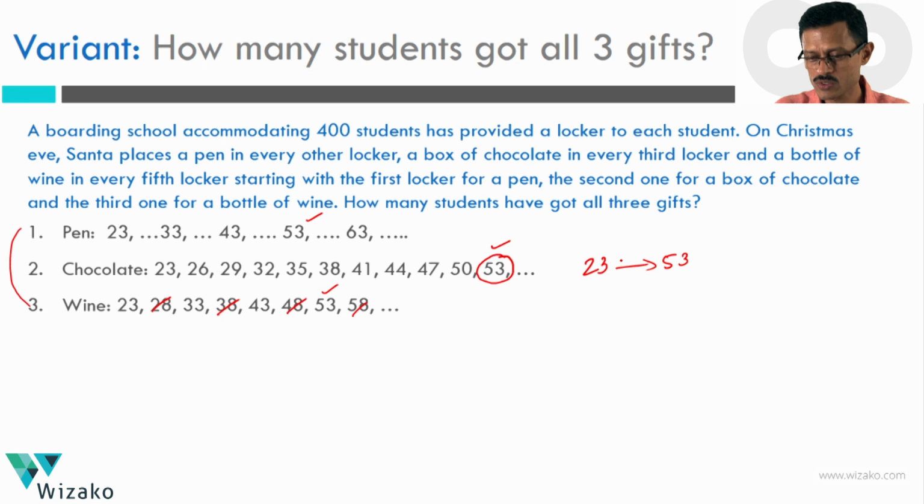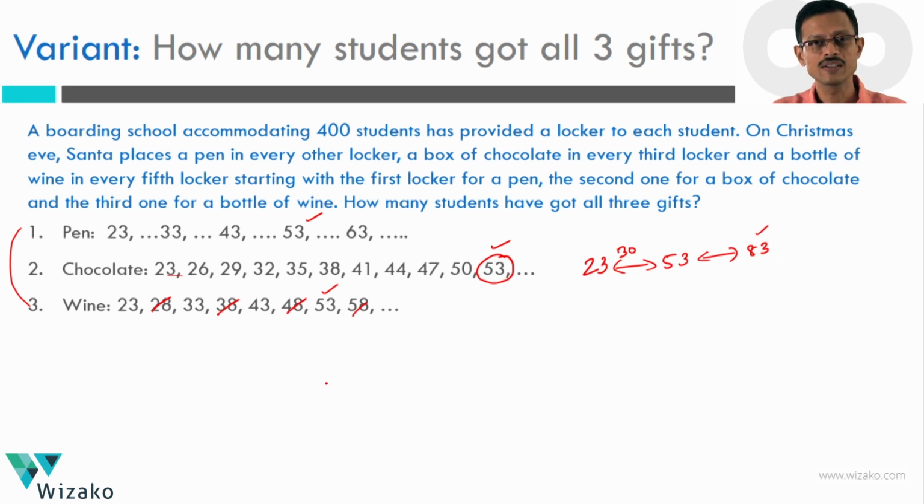What's the gap between these two? The gap is essentially going to be equal to 30. If you proceed along the same lines, you'll realize the next one to get all the 3 gifts is going to be locker number 83. Because 83 definitely features in both these sets. The gap between these is 30. The 10th step from here is a 30. So the next step from here will be another 30, which is going to be an 83.